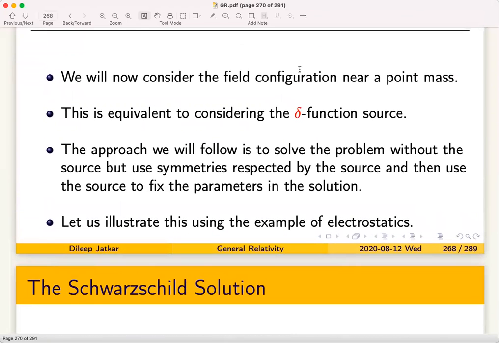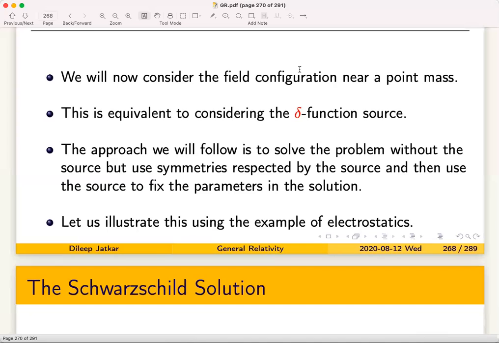The idea is something which is familiar to us. It's not like we are doing something new. It's something we have done in electrostatics. You have a point charge producing an electric field, and barring the place where the point charge is sitting, the entire space around the point charge is free of electric charge. So what we do is we solve the equation for the electrostatic problem in the space where there is no point charge. We remove the location of the point charge from our calculation, solve the problem, and then you reinstate the point charge and determine the constants of integration in the equation.